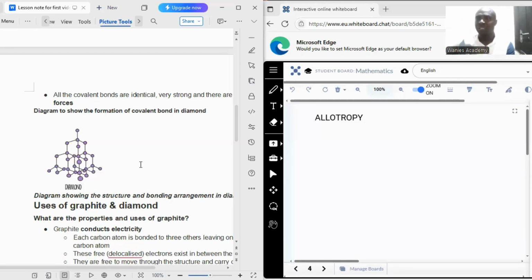Then secondly, diamond is also used as an abrasive for sharpening very hard tools like metals. So metallic tools can be sharpened with diamonds. It's also used for cutting glass and metals precisely. This type of cutting is usually of the precision type, very, very precise and accurate.